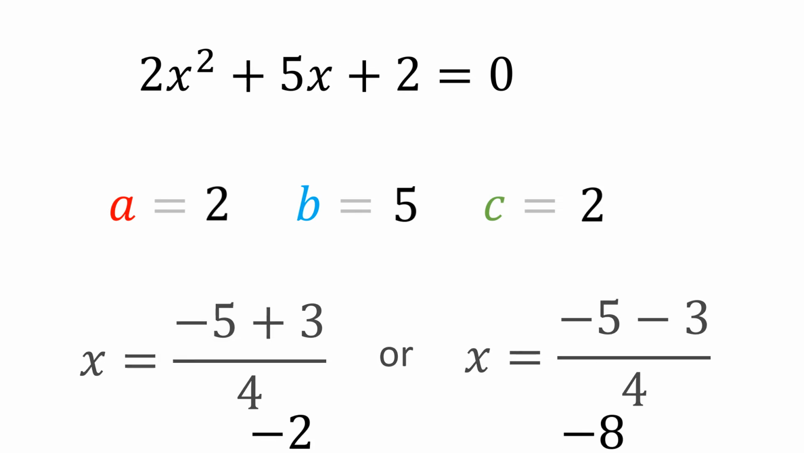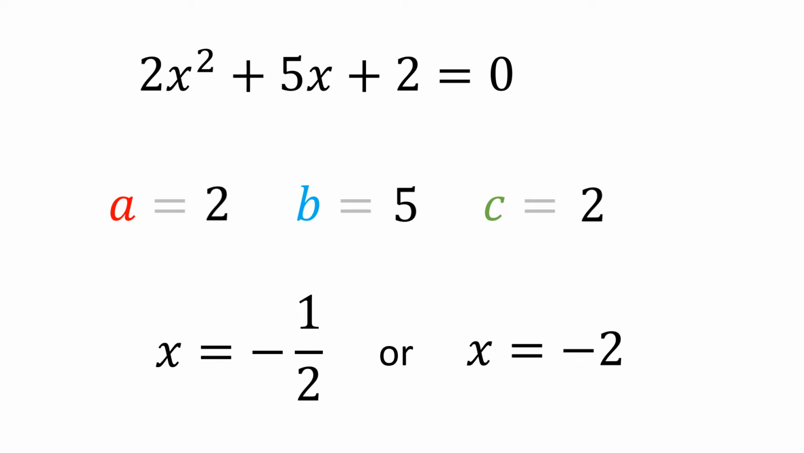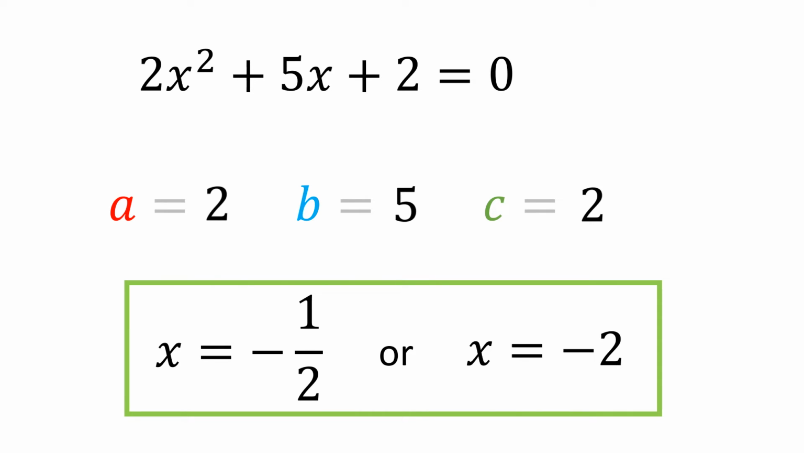So therefore, we have x equals negative 2 over 4, or x equals negative 8 over 4. Simplifying, we have x equals negative 1/2, or x equals negative 2. So therefore, the solutions are negative 1/2 or negative 2.